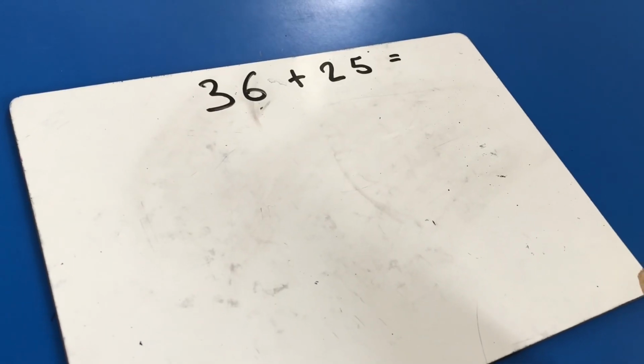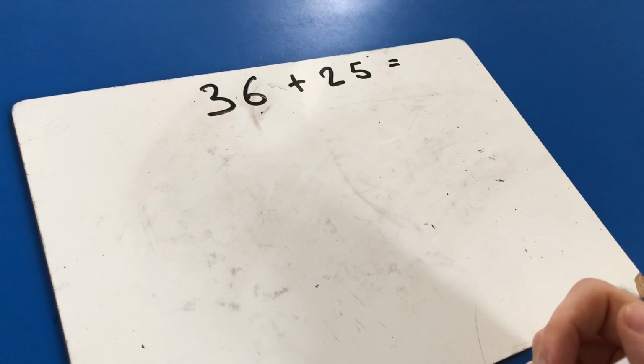So my class have been learning how to add two-digit numbers, and most of them thought there was only one way to do it, but actually there's 4 different ways. Do you want to see? Okay, so method number 1 is known as vertical addition.